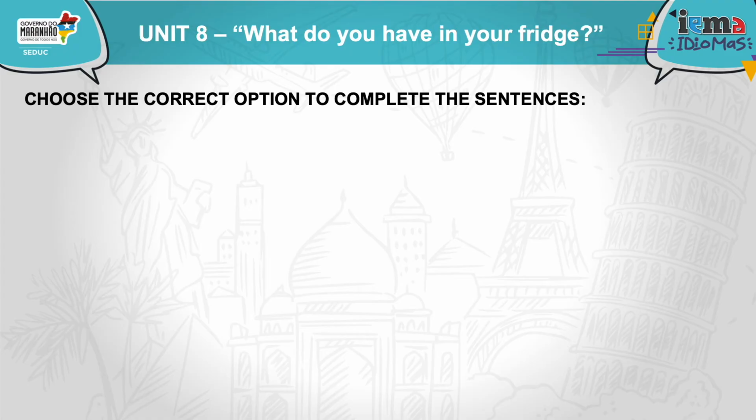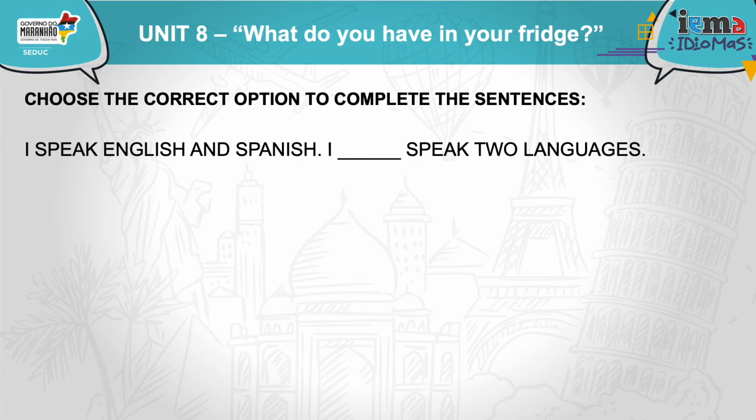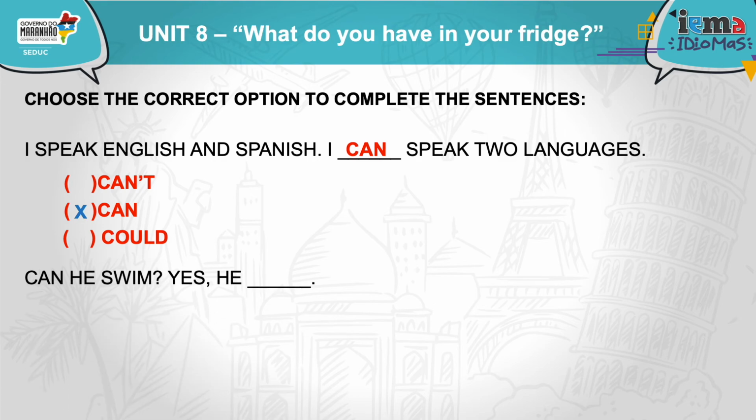Okay, so now we are going to choose the correct option to complete the sentences. So let's see. I blank speak English and Spanish. So what are the options? We have can't, can, and could. Let's see. Can. I can speak English and Spanish. I can speak 2 languages. Can he swim? Yes, he can.